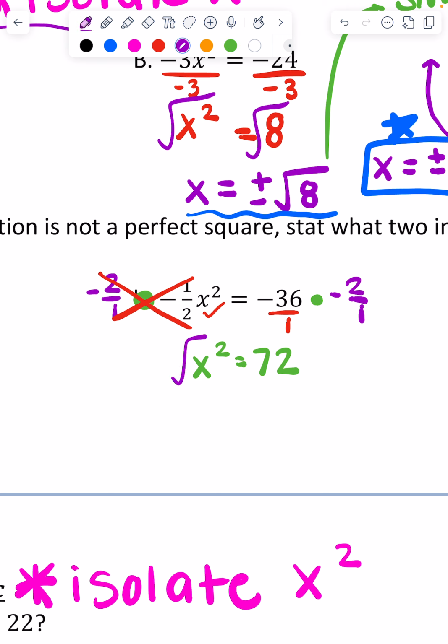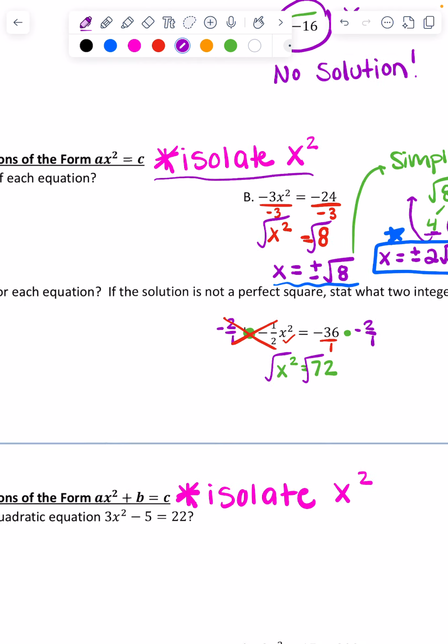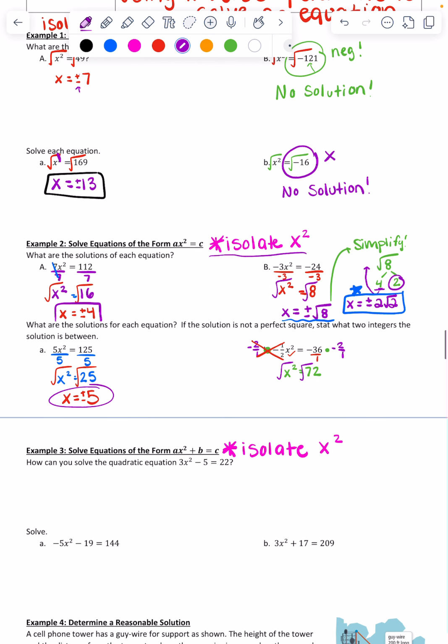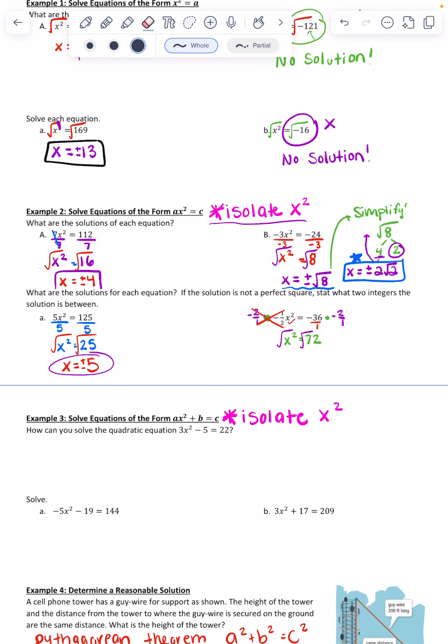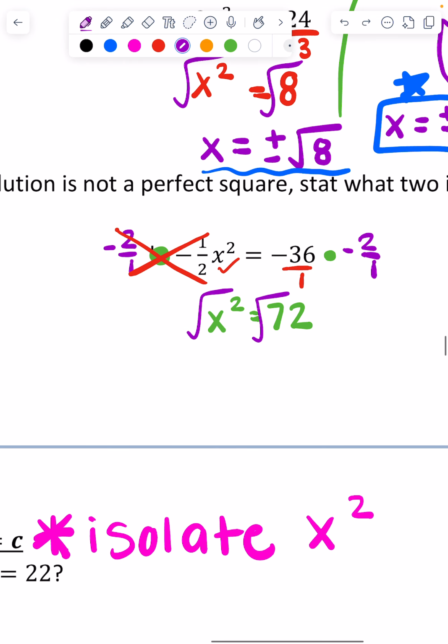All right, let's go ahead and take the square root. Because we have x squared isolated, we can finally take the square root, and 72 is not one of our perfect squares. So for this one, though, it says state what two integers the solution is in between. If it says something like that, instead of simplifying like we did in the last example, we actually want to just type this in our calculator and figure out what two whole numbers the square root of 72 is in between.